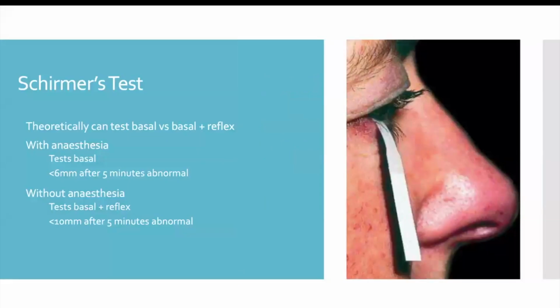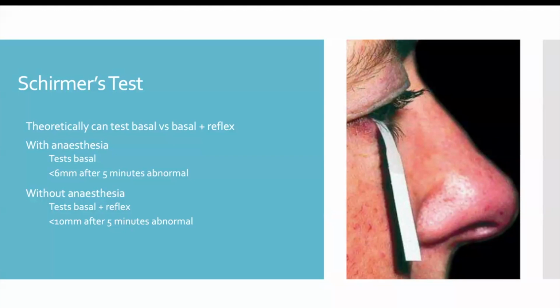Schirmer's test is looking at your tear production, and theoretically, it can compare both the basal versus the basal plus the reflex. But really, in practice, when you apply some anesthetic, you can't quite get rid of completely the reflex component, but that's theoretically what you're doing. So with anesthesia, you're basically getting rid of the reflex component in theory, and you're only assessing the basal secretion. So if within 5 minutes there's less than 6 millimeters of wetting of your Schirmer's paper, then you're probably looking at reduced tear production.